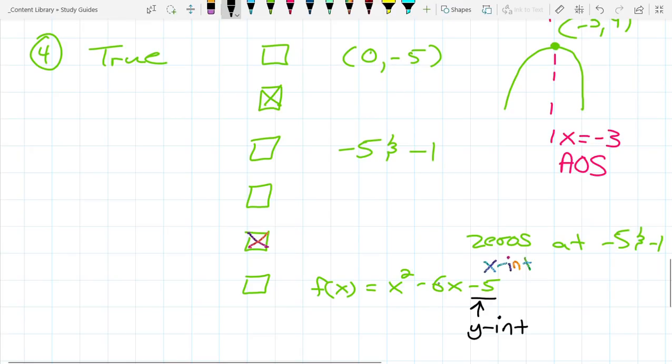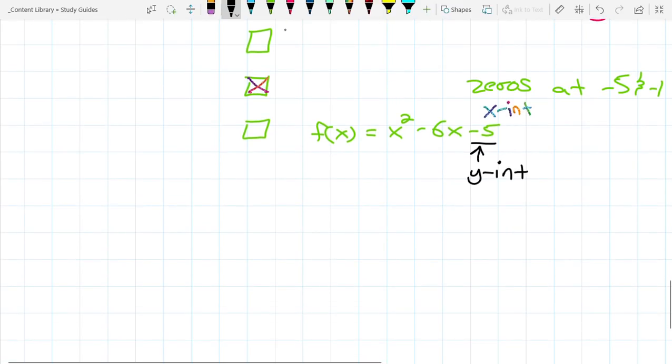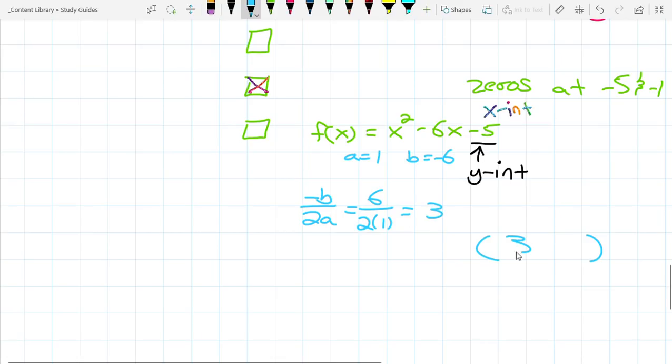So far, so good. Now what we want to do is either find the x-intercepts or find the vertex. Let's find the vertex. So the vertex is -b over 2a. Since b is equal to -6, negative b would be +6 over 2 times a, which is 1. So that gives you 3. So that means the x-coordinate of the vertex is 3.